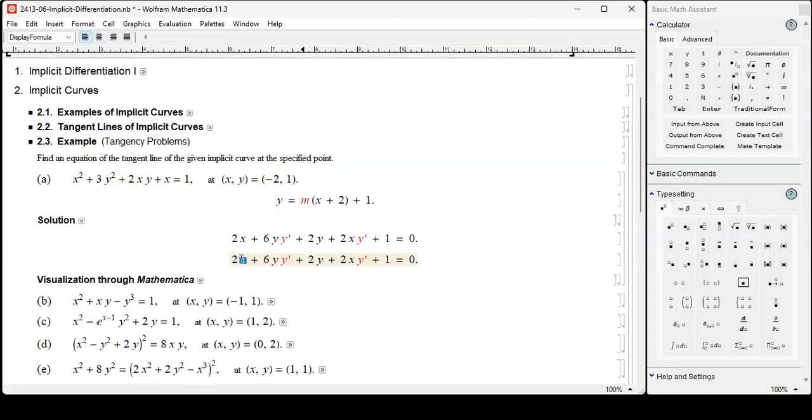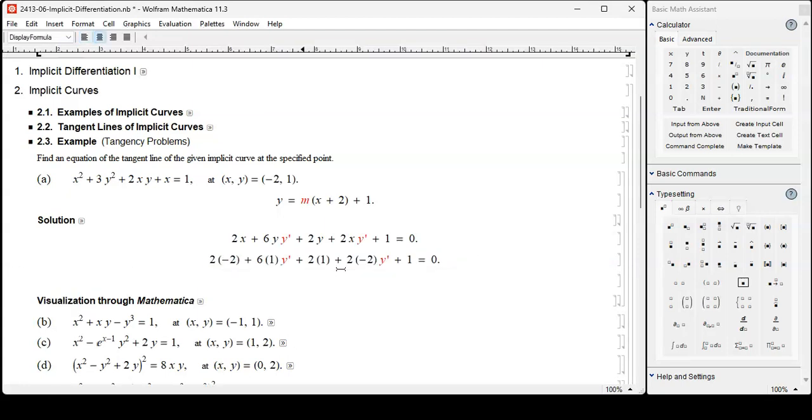And then x is negative 2, plug in negative 2. Y is 1, plug in y is 1. Y is 1 and x is negative 2. And we have a numerical equation now. Shall we simplify a little bit further? Let's copy and paste this and simplify a little bit further.